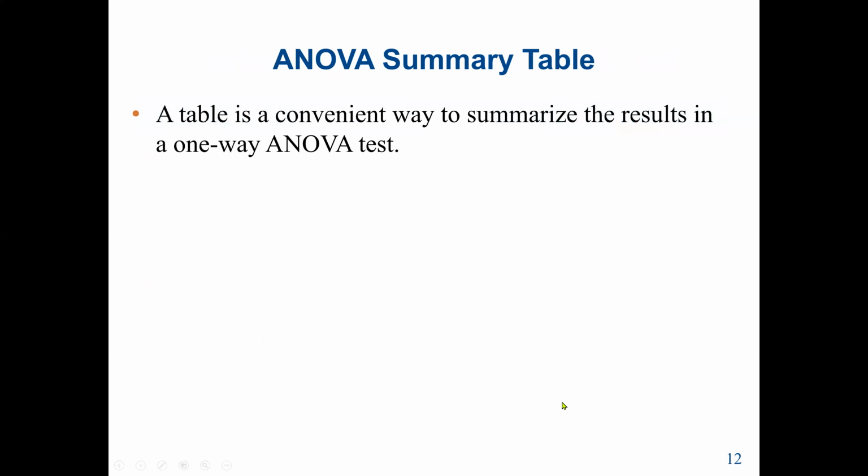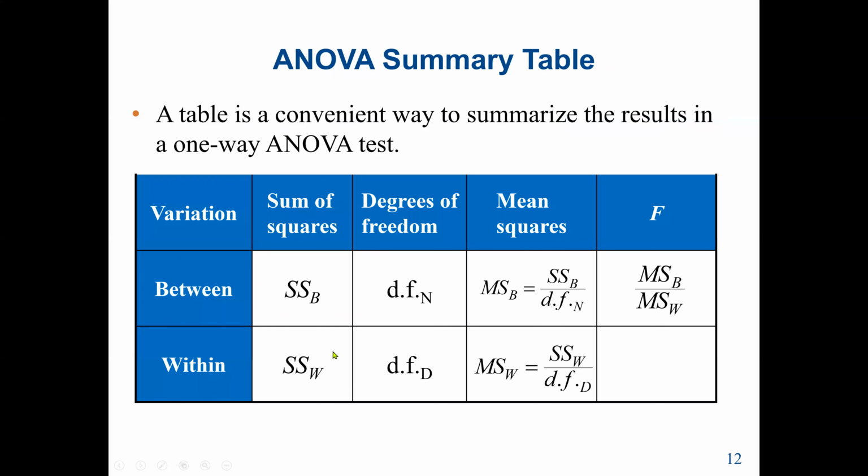So now let's see an example here. The ANOVA summary table: we say it's a table. A table is a convenient way to summarize the results in a one-way ANOVA test. You don't need to do this, but again, that's another convenient way to summarize the results in the one-way ANOVA test. So it looks something like this.